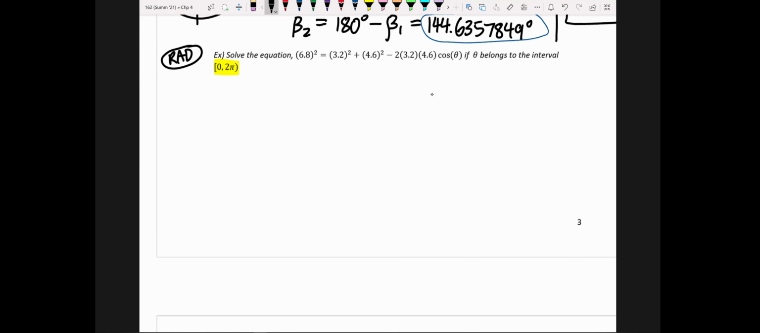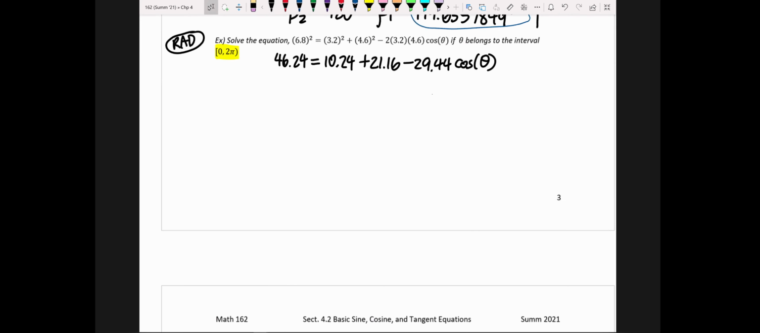So 6.8 squared, that's 46.24. 3.2 squared is 10.24. 4.6 squared, 21.16. 2 times 3.2 times 4.6, that's 29.44. We have cosine of theta. So these two problems are getting us ready for chapter 5 when we apply law of sines and law of cosines. But it is a chapter 4 problem, 4.2 problem, because we're asked to solve for the angle. So solving trigonometric equations requires our chapter 4 skills.